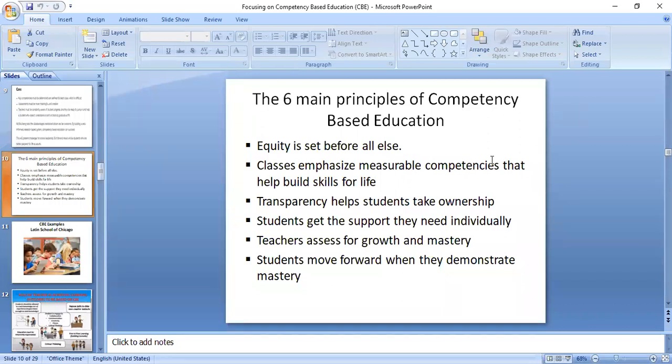Next is transparency helps students take ownership. What is the end goal for each student in a particular class? The answer to this question should not only be available to teachers. The learning objectives that are set for the class should be clear to both students and parents. In a competency-based education system, students understand these three things when starting the class. What are these?